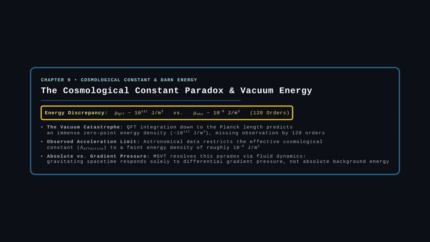The cosmological constant paradox, frequently termed the vacuum catastrophe, arises when quantum field theory calculates the zero-point energy density of the vacuum down to the Planck length, yielding a theoretical baseline density of approximately 10 to the power of 111 joules per cubic meter. Conversely, astronomical observations of cosmic acceleration restrict the effective cosmological constant, lambda effective, to approximately 10 to the power of minus 9 joules per cubic meter. This overestimates the observed energy density by 120 orders of magnitude.